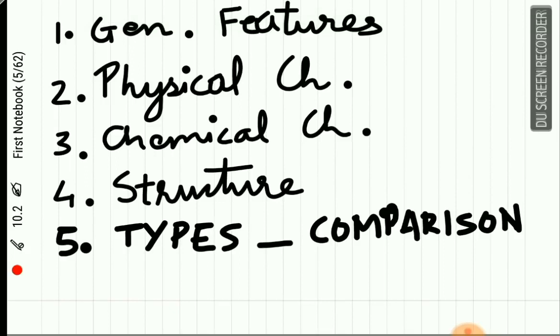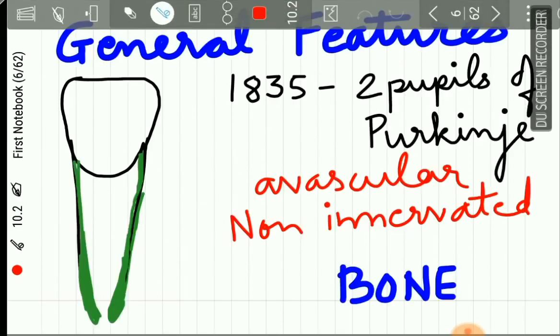In today's lecture, we would be studying about the general features of cementum, the physical characteristics of cementum, the chemical composition of cementum, the structure of cementum, various types of cementum, and the comparison between the various types.